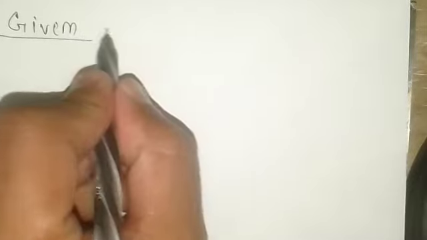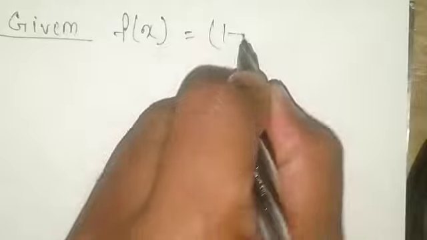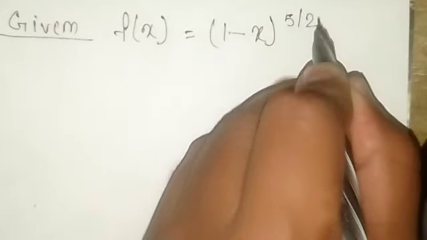That you have a given is what? So here we go, yes, sorry. So here this is the solution for that problem, that given f of x is equal to 1 minus x to the power of 5 by 2, right?